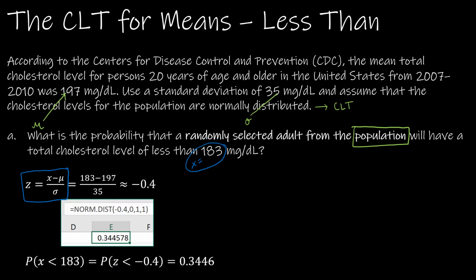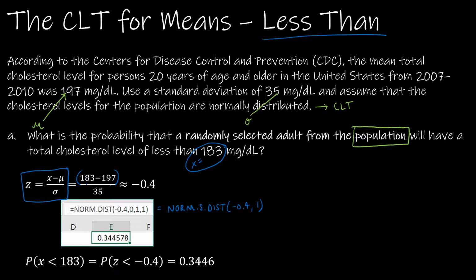That's what I'm testing. Notice here, I now have 183 minus 197. Remember, if you put that in your calculator, put the parentheses around it. Divided by 35 gives me negative 0.4. And the way that I've set that up in Excel is the exact same thing as NORM.S.DIST, which is the way that I would do it: negative 0.4, comma 1, or true.